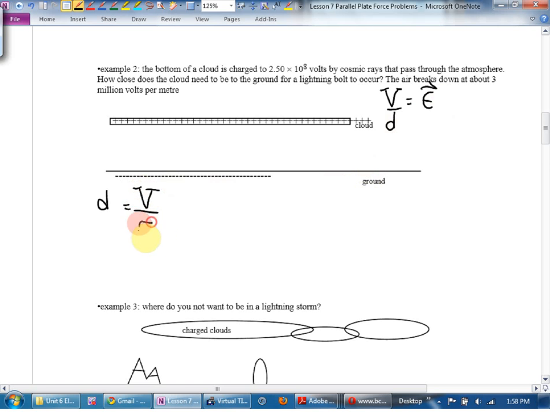If the clouds are higher than this, it's unlikely that lightning will occur. If the clouds are lower than this, you don't want to be there. What did we say the voltage was? 2.5 times 10 to the 8th. What did we say the electric field was? 3 million volts per meter. What do you get? 83.3 meters.